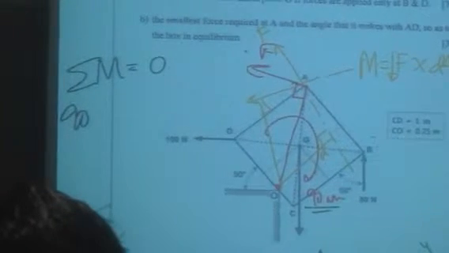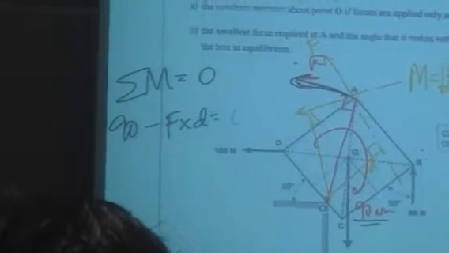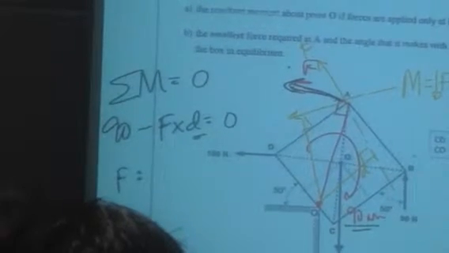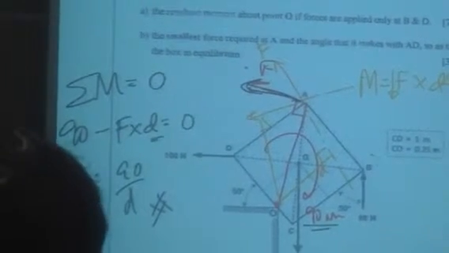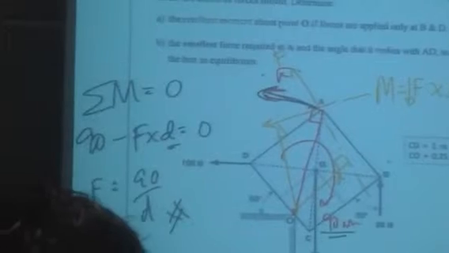So sum it up. This 90, you write 90 because it's positive. And this is positive, correct? And this you need to balance, right? So the force must be in that direction. So it's minus F times D equals to 0. D you can find. So F is equals to what? 90 divided by D. That's the answer. So that's the concept.